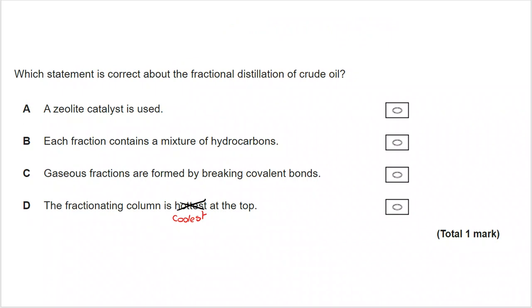If I then move up to gaseous fractions formed by breaking covalent bonds, we absolutely don't break the covalent bonds. We overcome intermolecular forces, the forces between the molecules. Those forces get stronger as the chains get bigger, and that's why melting and boiling points get higher.